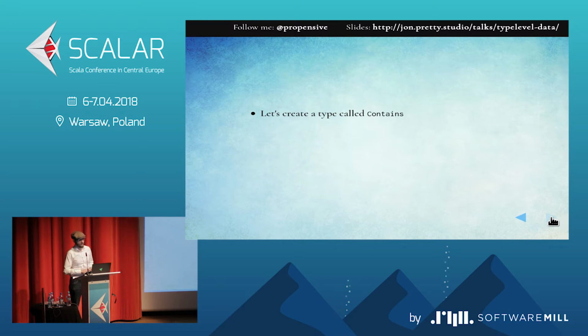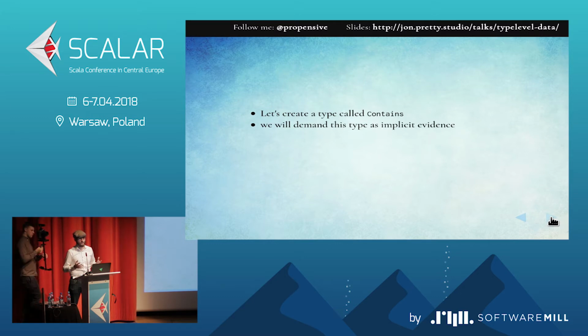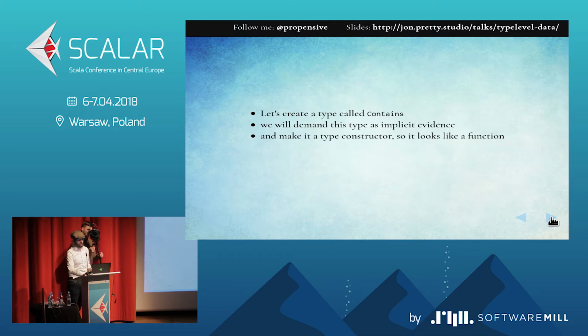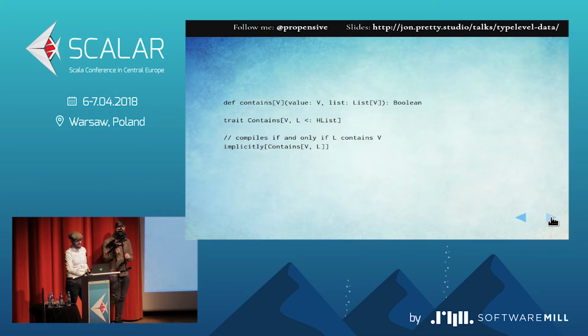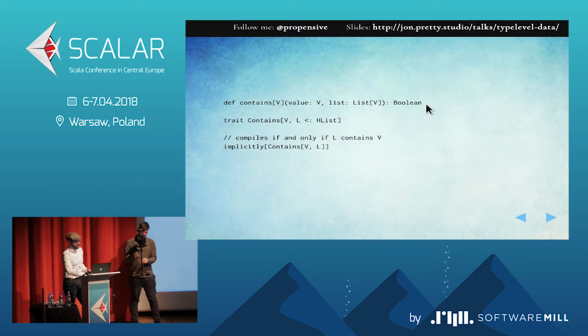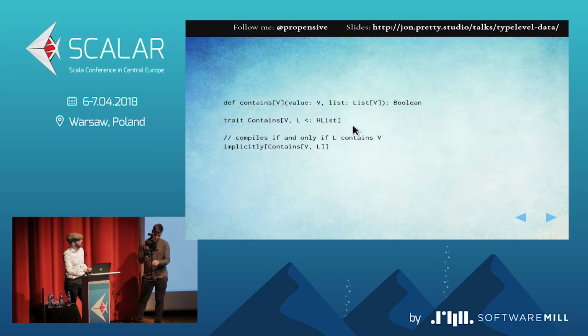So let's start by creating a type, and we'll call that type Contains. That's going to be a type class that represents whether an HList contains a certain type. And we will demand this type as implicit evidence anywhere we want to check that constraint at the type level. And we'll make it a type constructor so it looks a bit like a function. So there is the function for reference, and there is the corresponding trait that we're going to use.